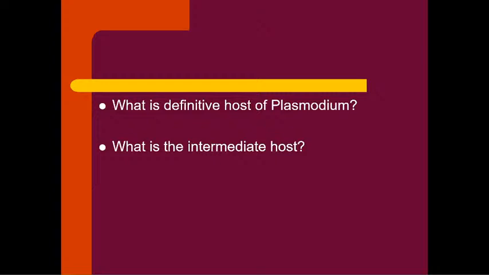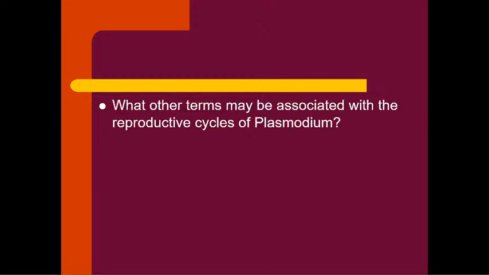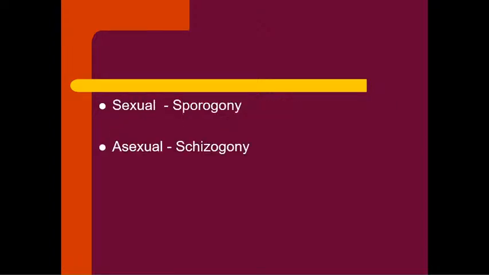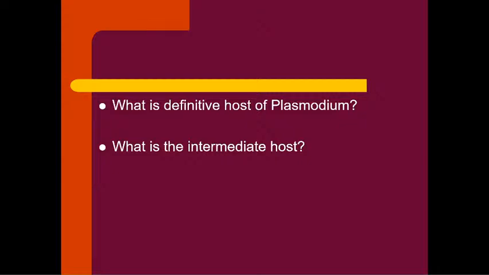Eh, ano ba yung sagot dito sa taas kanina? Saan nangyayari ang sexual cycle? Sa arthropod vector. Diba? So, ang definitive host niya is the Anopheles mosquito, or specifically the female Anopheles mosquito. Anong specific species or genera? Anopheles what?